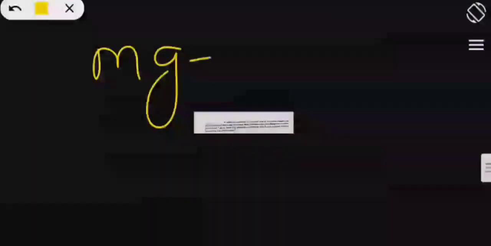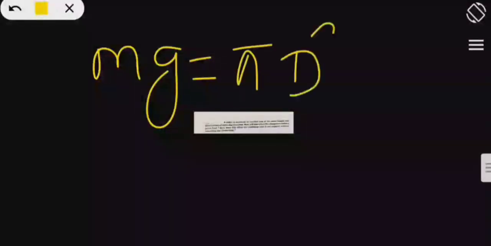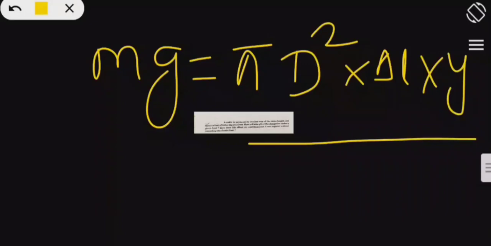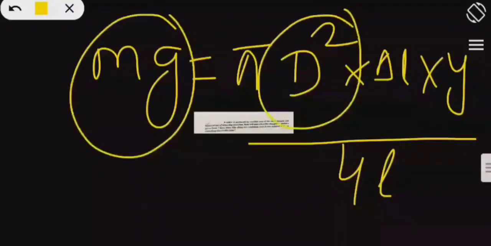Just interchange. After interchanging, I will get the equation as, write down everyone, mg is equal to pi d square multiplied with delta L multiplied with Y, whole divided by 4 into L. And clearly you can get the relation here: mg is directly proportional to d square.